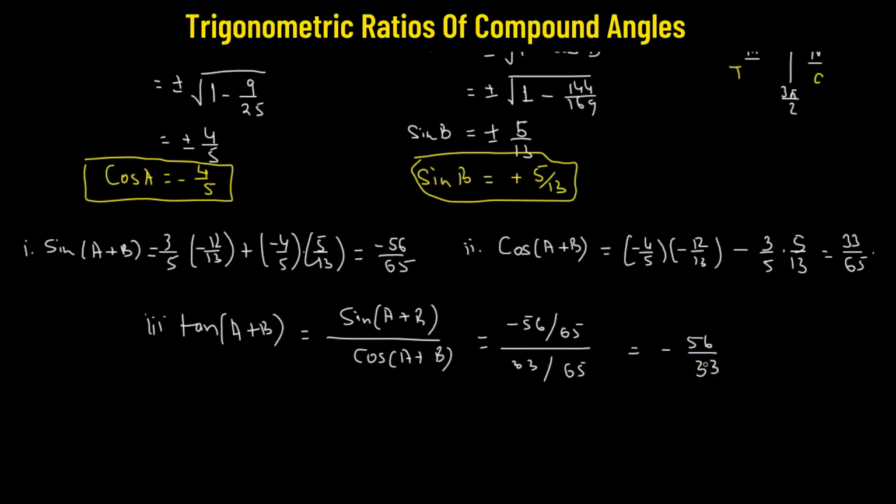So hence we have successfully obtained the value of sine A plus B, which came out to be negative 56 over 65. Cosine of A plus B comes out as 33 over 65, and tangent of A plus B comes out as negative 56 over 33.